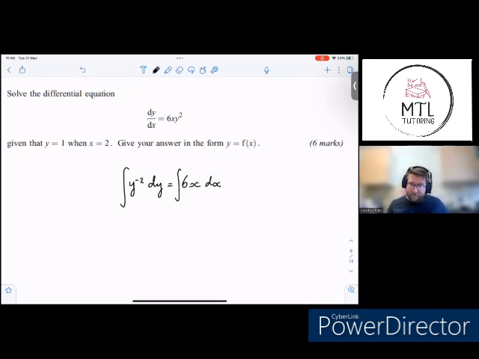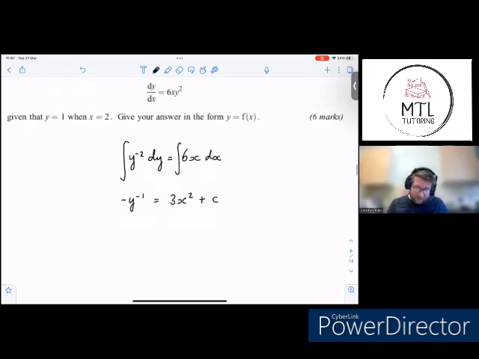That's how we solve differential equations at A level. These are just normal integrations. That becomes y to the minus 1 divided by minus 1. And this becomes 3x squared. And we've got a plus c. That is now a general solution. However, they've given us the boundary conditions, so we can plug those in to get the particular solution we're interested in.